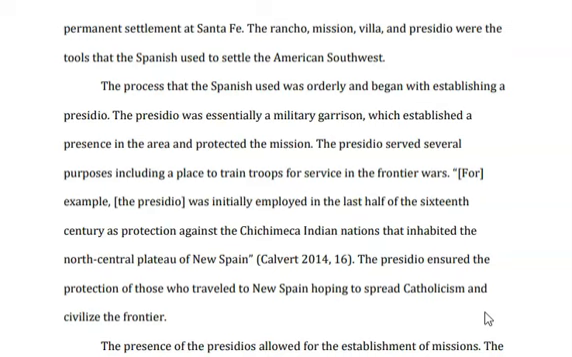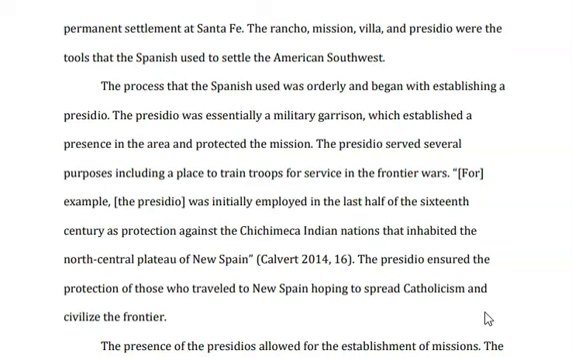So I start with my topic sentence. The process that the Spanish used was orderly and began with establishing a presidio. So we know we're going to be talking about the presidio in this paragraph. The presidio was essentially a military garrison which established a presence in the area and protected the mission. So now I've told you what a presidio is. I've restricted my paragraph, so you really know I'm going to be talking about the presidio.